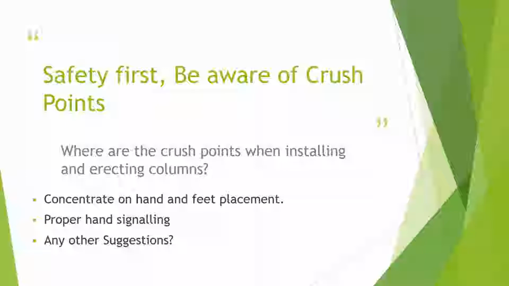It's important that we have proper hand signaling. So when we're erecting those columns, we got someone giving proper hand signals so that that column is coming down where there's no hands or feet. So our signal person is watching where that column is being placed and is very aware of the workers that are helping install and connect that column. You guys got any other suggestions?